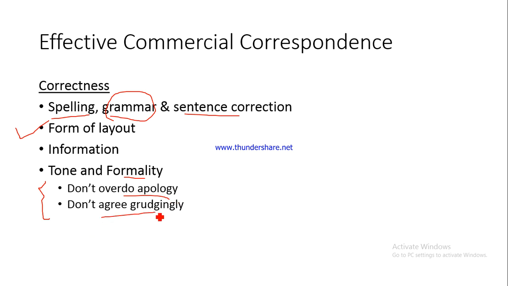And for example, if somebody has lodged a complaint to you, somebody has complained about your defective products, then don't agree grudgingly. Just be open hearted and accept if in case there has been a problem from your side, that goods supplied by you were indeed defective, then just accept that. Don't just agree just because a customer is telling you that your products have been defective. Don't agree grudgingly. You have to accept. In case you have made a mistake, accept that, right? So this is what we mean by correctness.